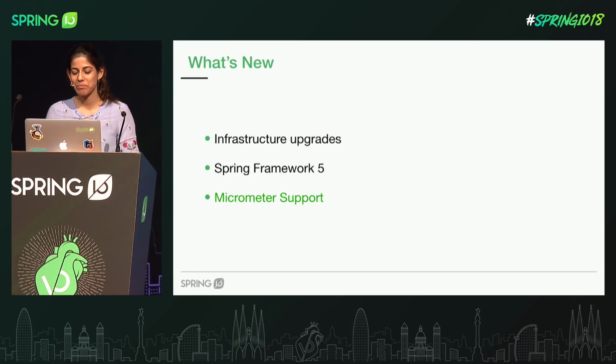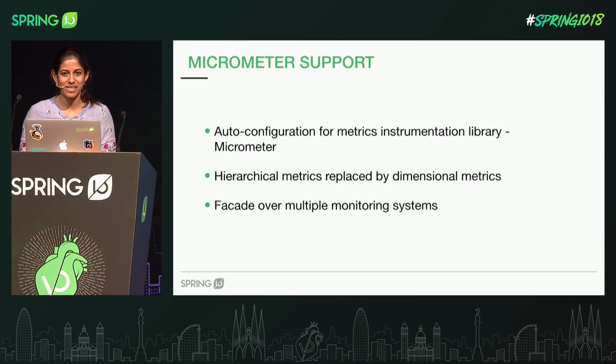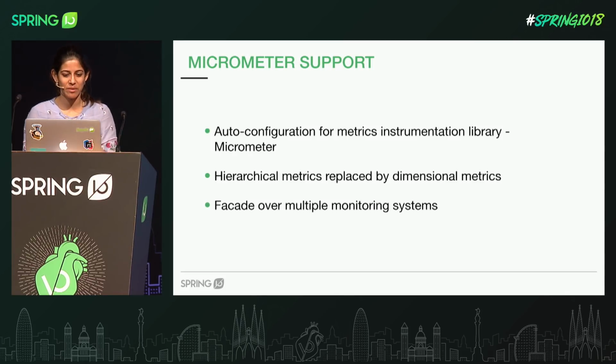The next big thing that was new in Spring Boot 2 was Micrometer. So in Spring Boot 1, we had some basic metrics. But in Spring Boot 2, we've actually provided auto-configuration for this new project called Micrometer. And Micrometer is basically a metrics instrumentation library. In Spring Boot 1, we had hierarchical metrics. But with Micrometer, you actually get dimensional metrics. So you can drill into your metrics and get more information. You can even send your metrics to various backend systems, such as Datadog, Atlas, Prometheus, New Relic, etc.